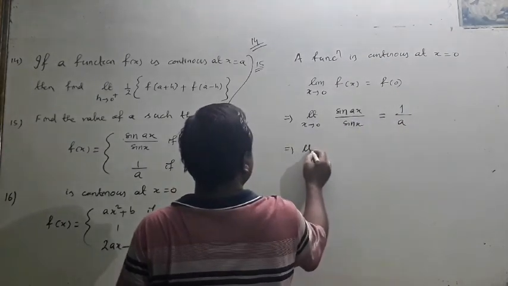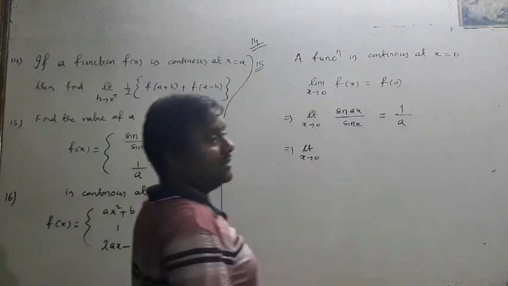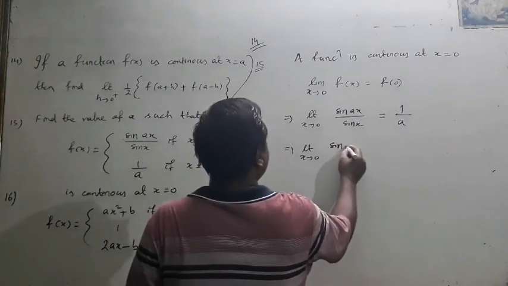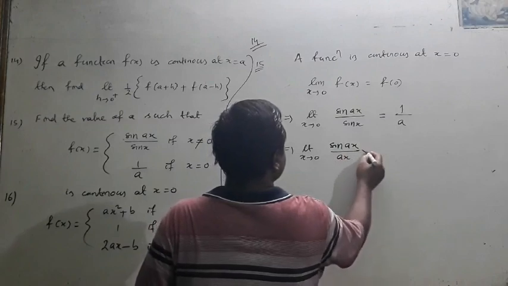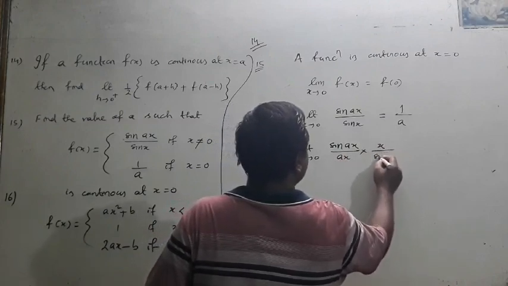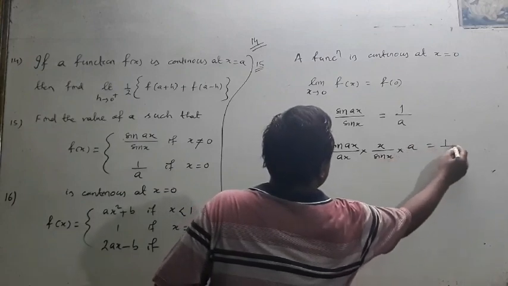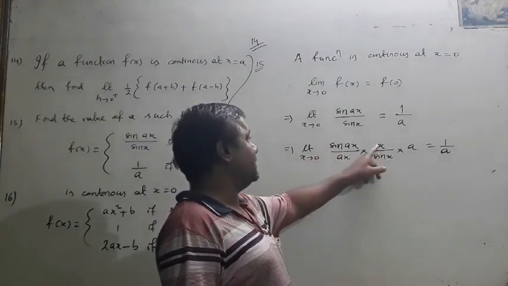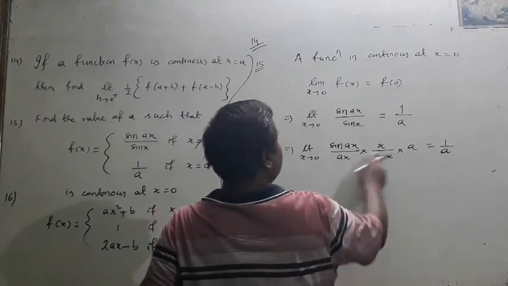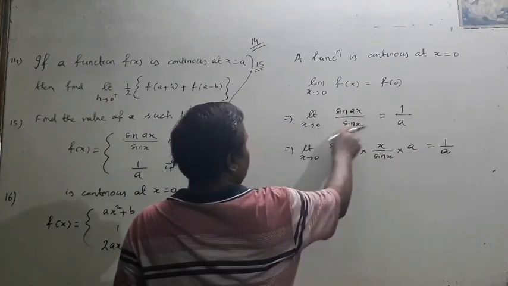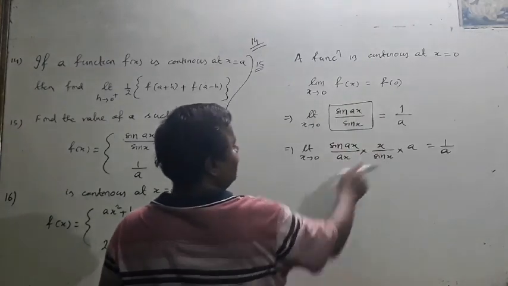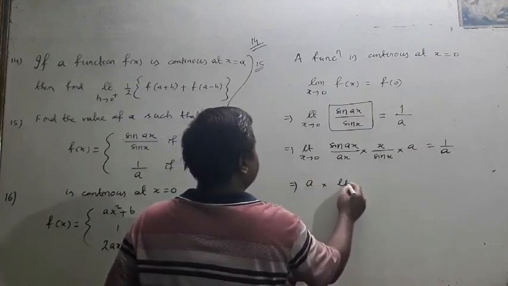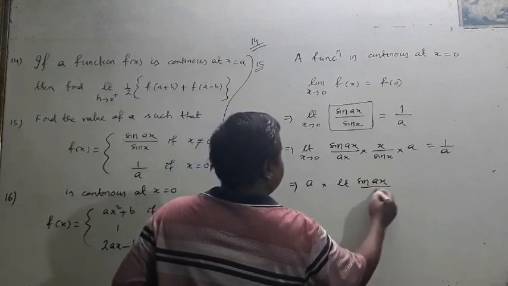Now, limit x tends to 0. From class 11, the chapter of limits, we know sin ax by ax into x by sin x into a is equal to 1 by a. Here it is sin of something by that same something, and sin of something by sin of that something. So ax cancels, x cancels, and sin ax by sin x is written in this form. Now what will come outside? A will come outside: a into limit sin ax by ax.